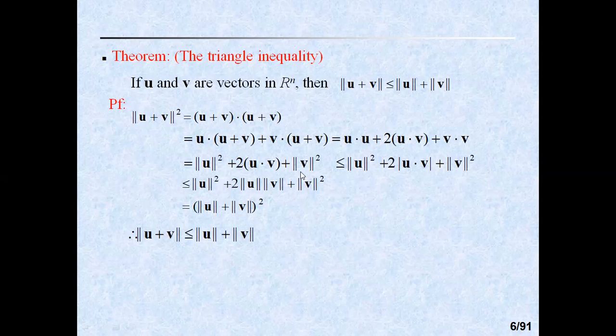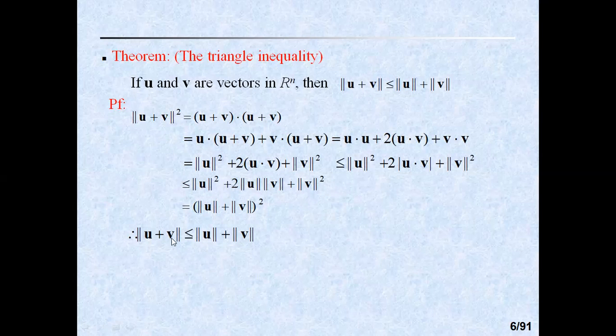Therefore, this can be written in the form a square plus 2ab plus b square. That's why it is a plus b whole square. See here, norm u plus v whole square is less than or equal to norm u plus norm v whole square.